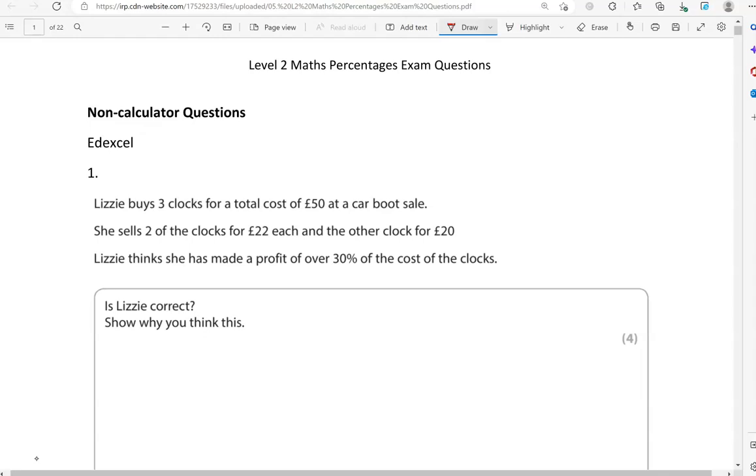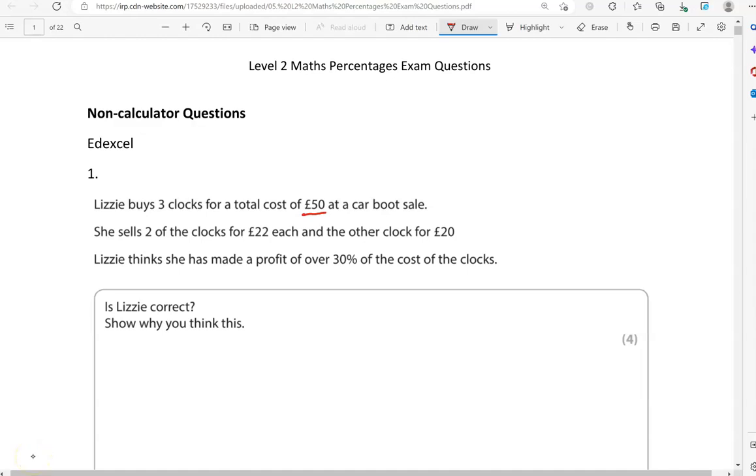Lizzie buys 3 clocks for a total cost of £50 at a car boot sale. She sells 2 of the clocks for £22 each and the other clock for £20. Lizzie thinks she has made a profit of over 30% of the cost of the clocks. Is Lizzie correct? Show why you think this.